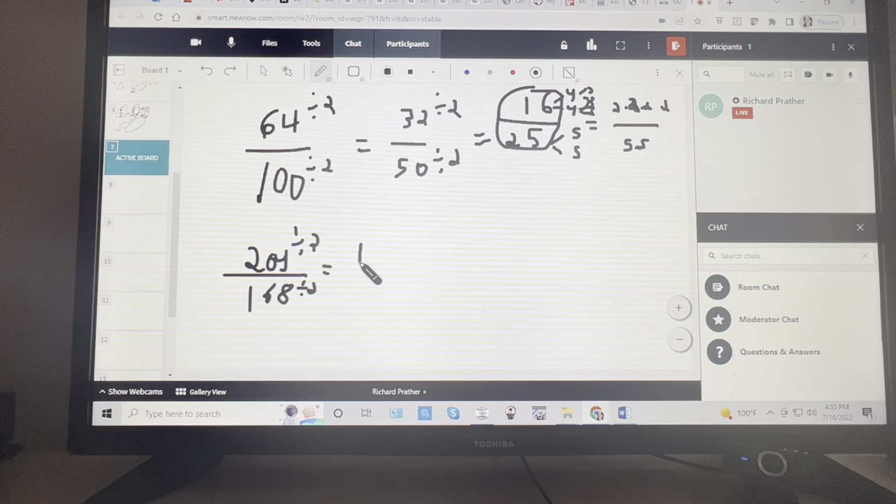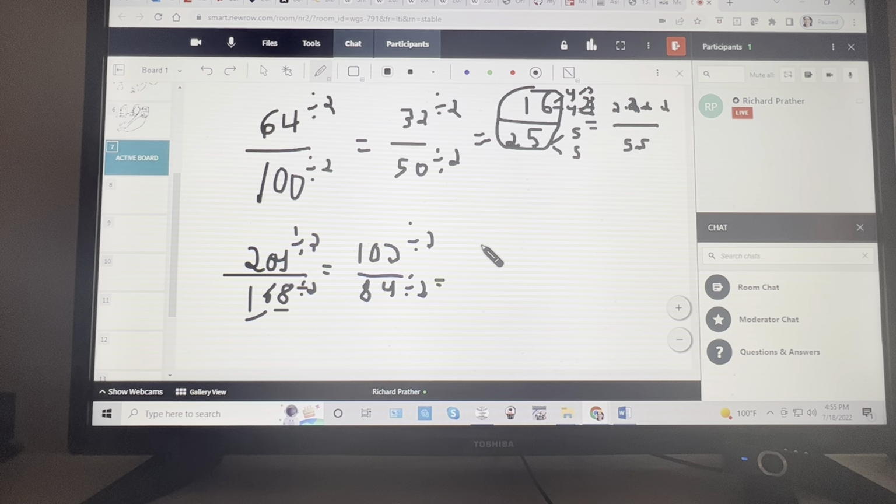204 divided by 2 is 102. 168, try to do it part by part if that helps. They both divide by 2. Half of 16 is 8, and half of 8 is 4. Now, if you had like half of 15, then that doesn't work, but try it and see if you can get away with that. Divide both of these by 2.